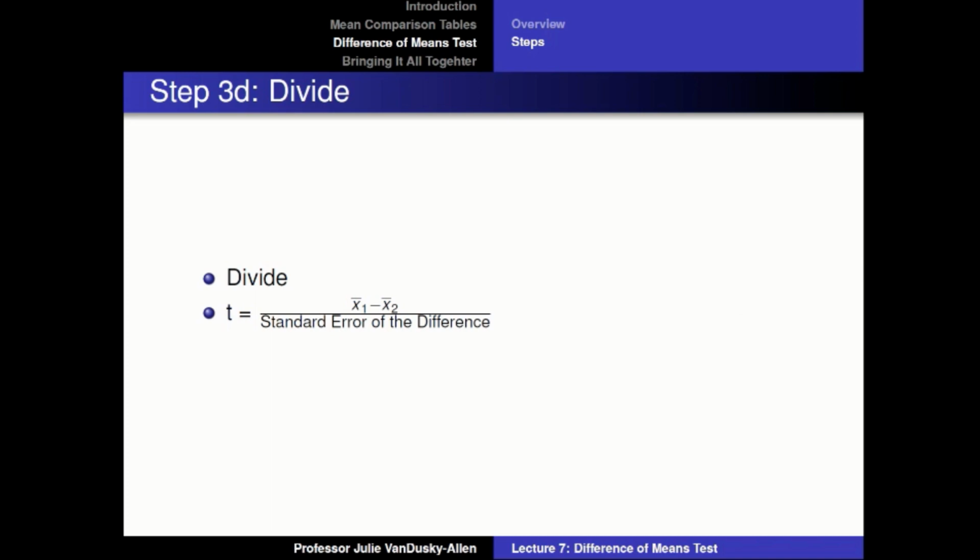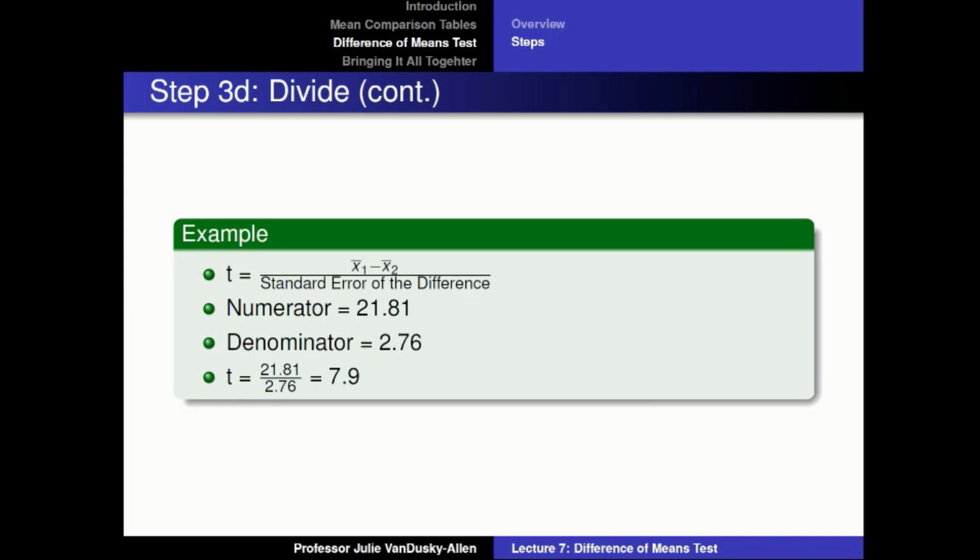Now you divide. 21.81 divided by 2.76 is 7.9. 7.9 is the t-statistic you calculated.